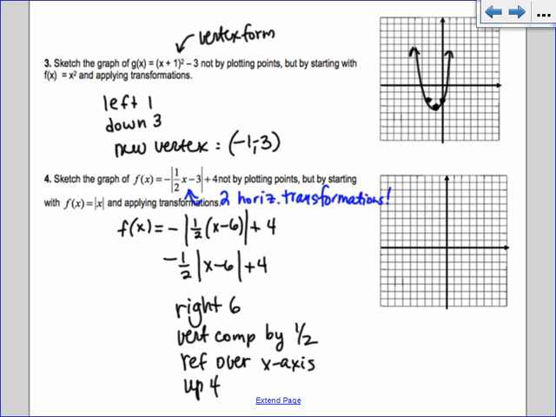Okay, so be thinking about it, Kyle. You thinking? So previously I started at 0, 0, and I'm going to do all these transformations. All right, so this one might take a couple steps. Okay, so I'm going to go right 6. 1, 2, 3, 4, 5, 6. So I'm right here.